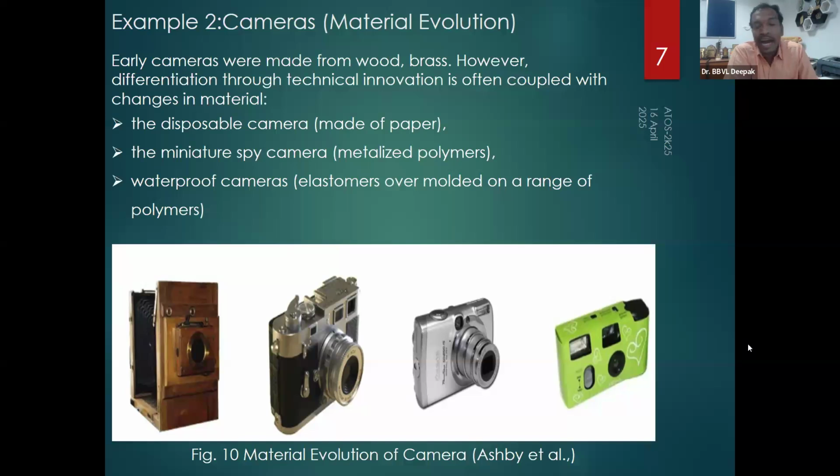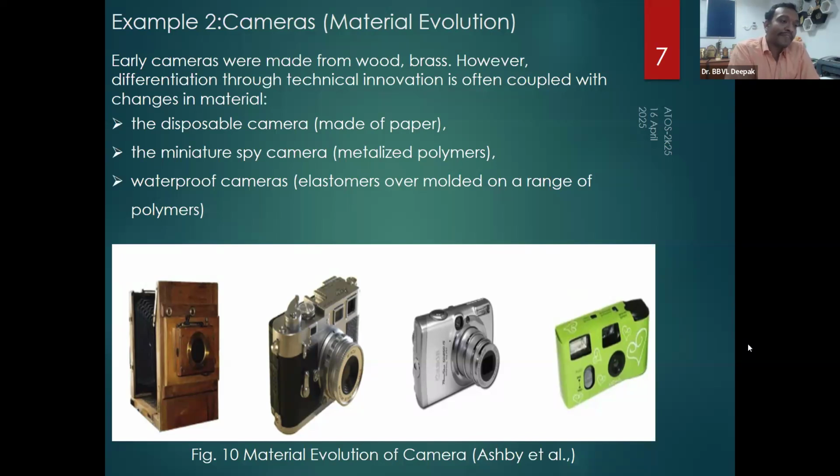After that, certain handy cameras came, and these handy cameras were made up of some metal. The weight of these cameras, the second camera from the left side, is of course a little bulky. Then the camera shown here is like a metallized polymer. This camera is very handy and compact as compared to the second camera. Then the advancement is going towards compactness and its material usage.